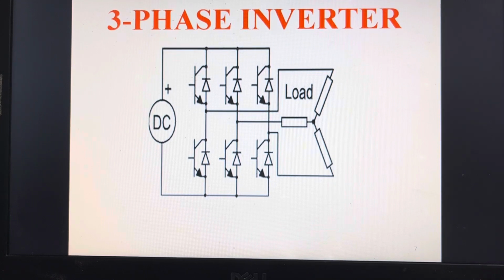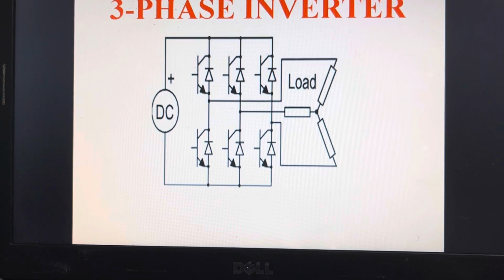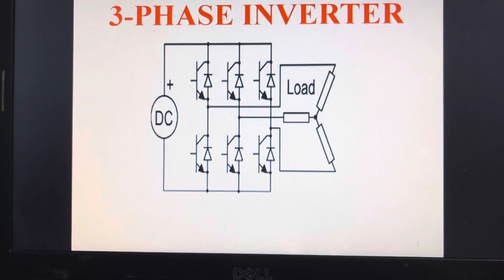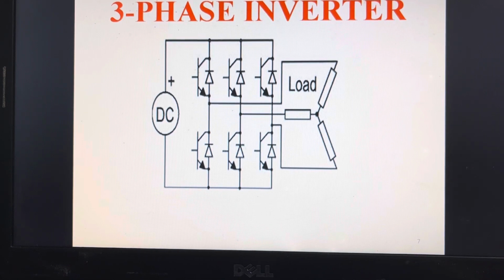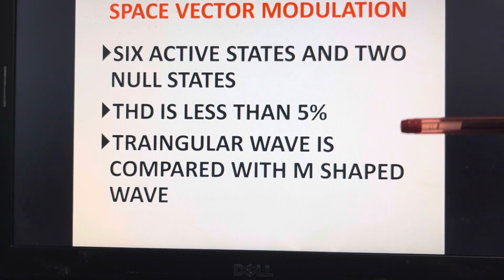So the power is fed from a 3-phase inverter. This 3-phase inverter consists of 3 legs. Generally the best PWM is space vector PWM. So space vector PWM has 6 active states and 2 null states, and the THD is less than 5%. So here a triangular wave is compared with an M-shaped waveform to generate the pulses.